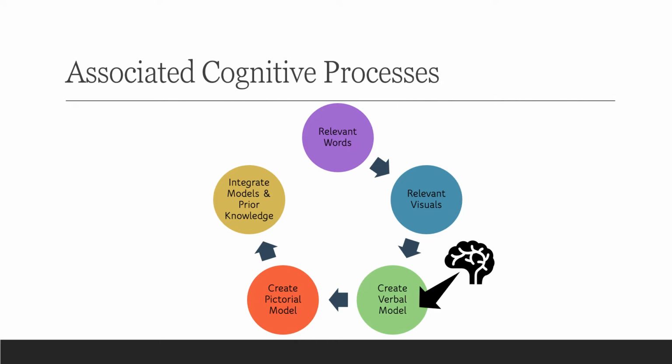3. Builds connections among certain words to create a coherent verbal model. 4. Builds connections among certain images to create a coherent pictorial model. And 5. Integrates the verbal and pictorial models with each other and with prior knowledge.